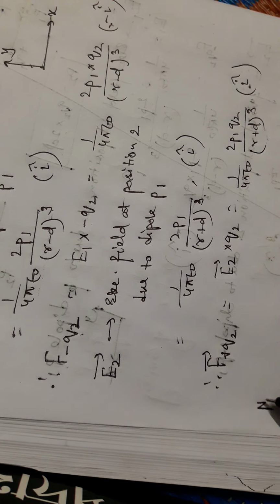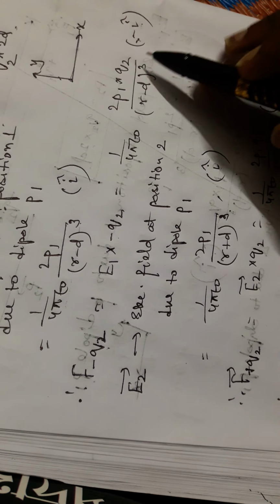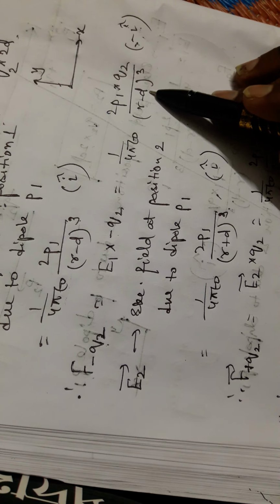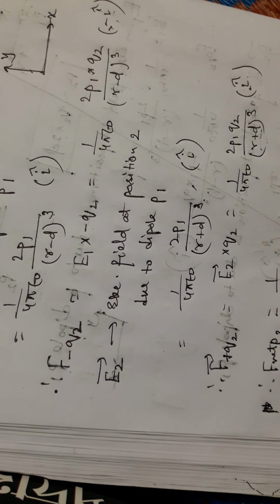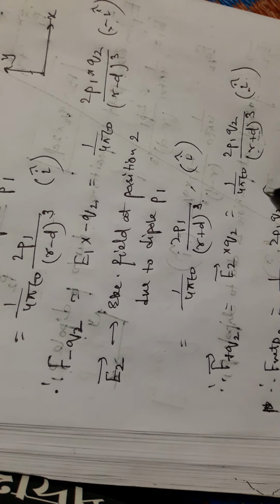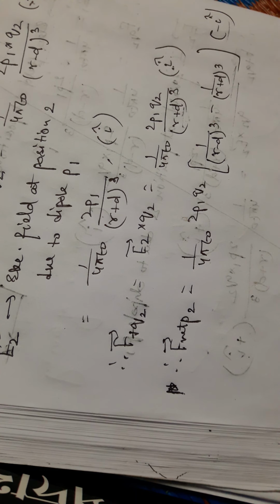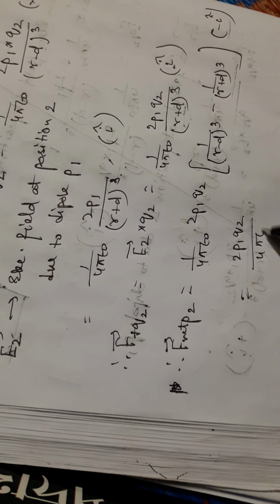Now, therefore, the net force on dipole P2: this is acting along minus i cap, this is acting along plus i cap. Look, this force is greater and this force is smaller. So the net force will be 1 by 4 pi epsilon naught 2p1 into Q2 times 1 by r minus d whole cube minus 1 by r plus d whole cube, and the direction will be along minus i cap. Let us concentrate on magnitude, which is 2p1 Q2 by 4 pi epsilon naught.